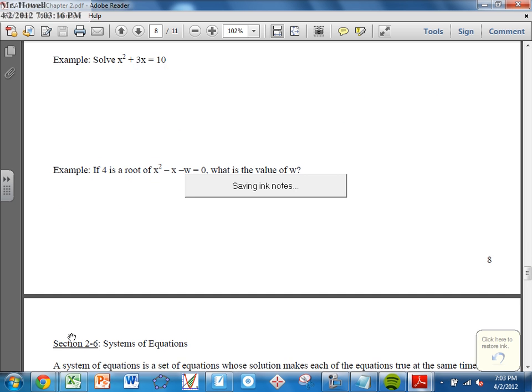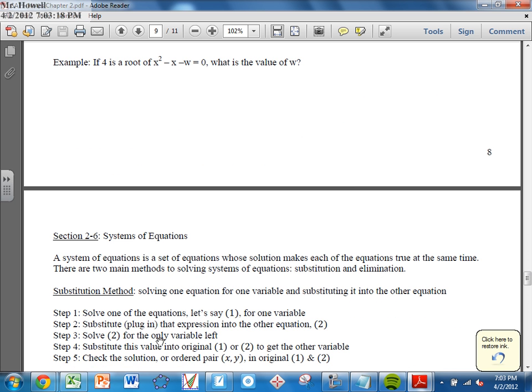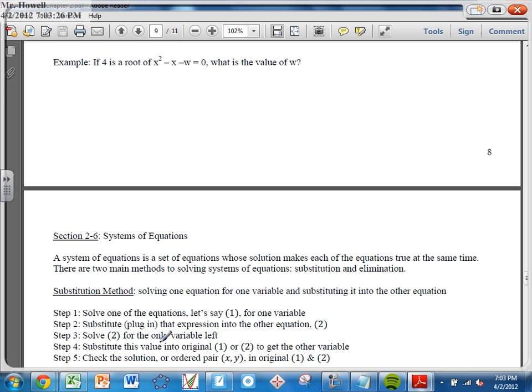The next example is very interesting. They give you one of the roots, and you have to remember what a root means. A root means the x-intercept, or the x value it can take on. So if 4 is a root, just plug it in for x to find w. Again, you're solving for w. Well, you can't solve for w unless you know these x values. But you are told that x is 4, because x equals 4 is really the root.